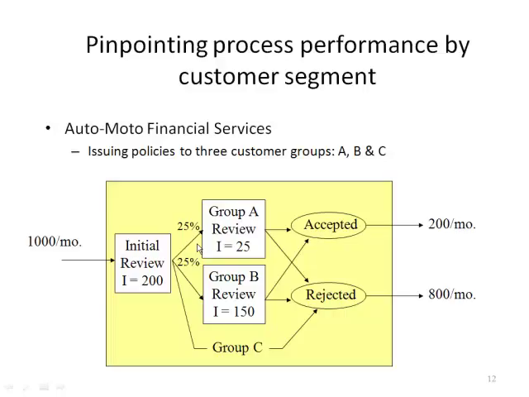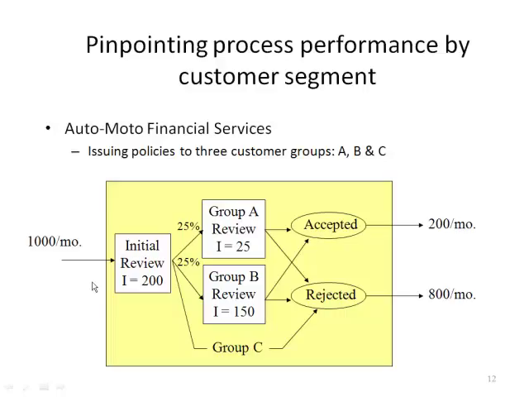So if you look at the initial review, there's 200 applications in inventory there on average. In the Group A review, the average inventory is 25, and in Group B review, the average inventory is 150. Coming out of the Group A and Group B review is a decision about whether they should accept or reject the policy.